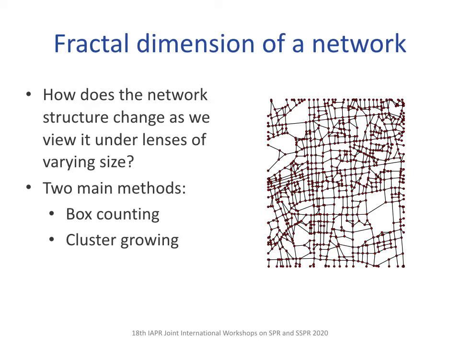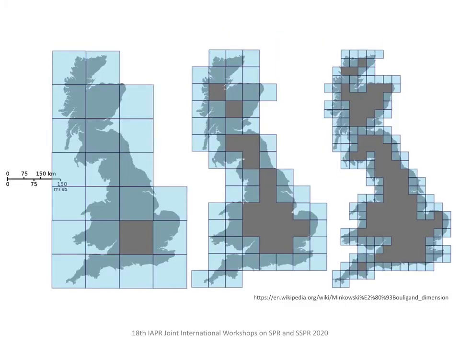So far we only talked about general patterns, shapes. Can something like the fractal dimension be computed for a graph as well? Well, the answer is yes, and there are 2 main methods to estimate the fractal dimension of a network: the box counting and the cluster growing methods. Now, the idea of the box counting method is similar to what we have already seen a few slides ago. Here we were trying to count how many boxes of a given size were needed to cover the contour of the island.